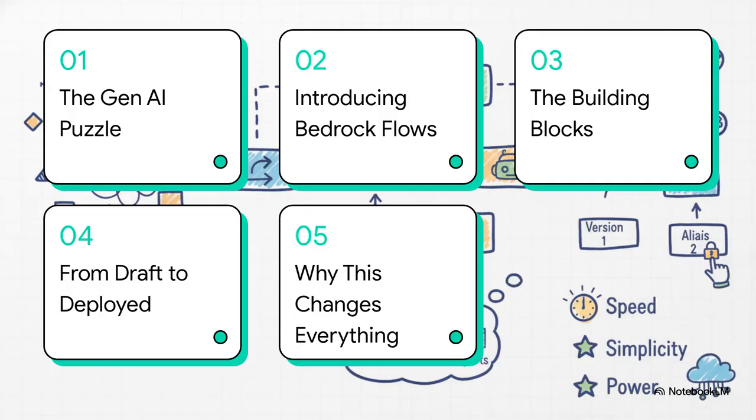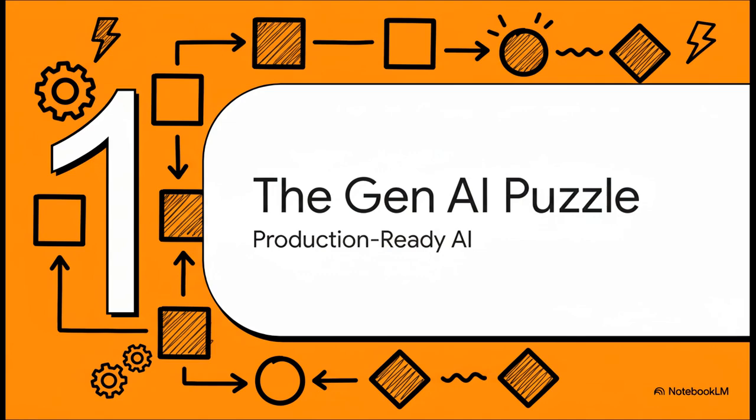All right, so to really get our heads around what makes Bedrock Flows tick, we're going to break this down into 5 simple parts. First up, we'll tackle the big problem this thing is actually designed to solve, what I like to call the Gen AI puzzle. Okay, first things first, let's talk about the Gen AI puzzle. You have this amazing idea for a generative AI app, right? But, and it's a big but, there's this massive canyon between a cool little prototype and something that's actually ready for the real world. So let's get into why that is.